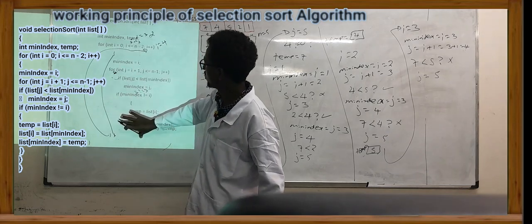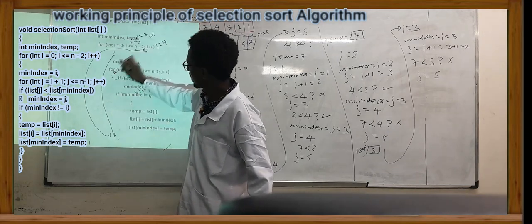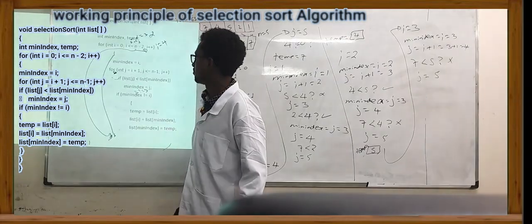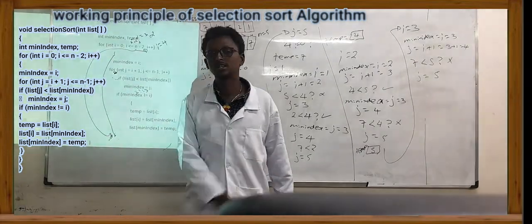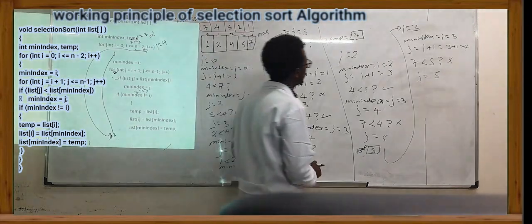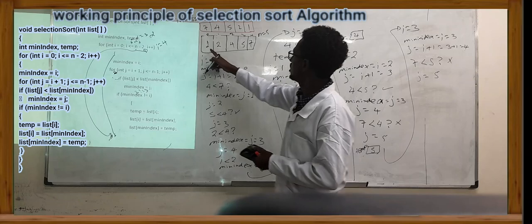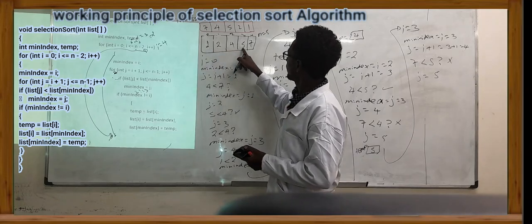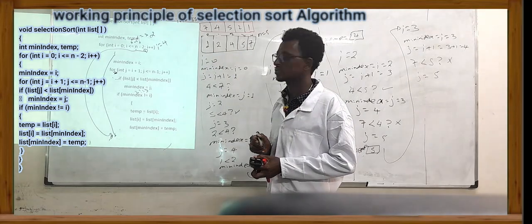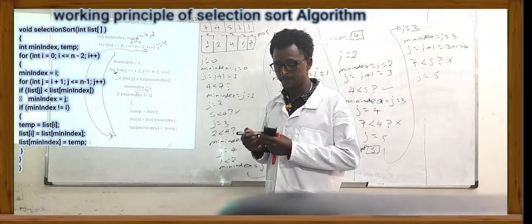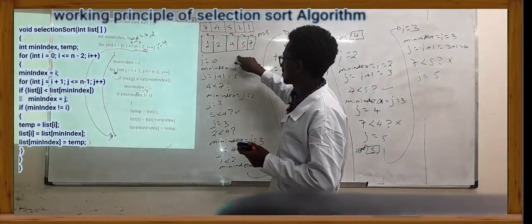body of the for loop, it directly goes out of the brace, and the execution of the function is finished. Finally, our sorted array is 1, 2, 4, 5, 7. This is the sorted array using the selection sort algorithm.